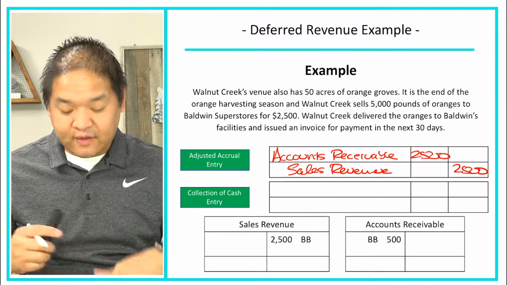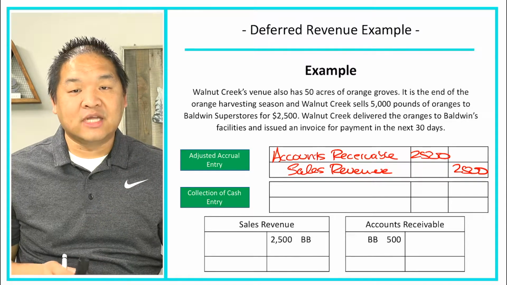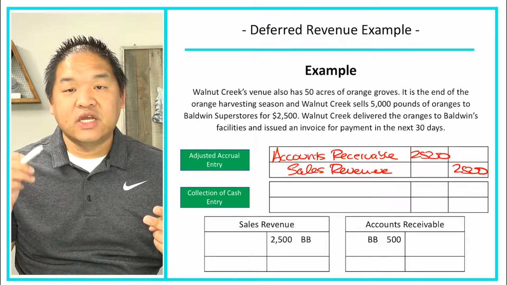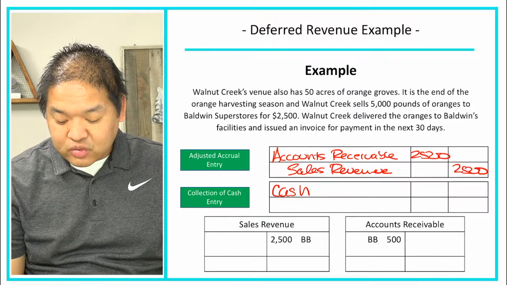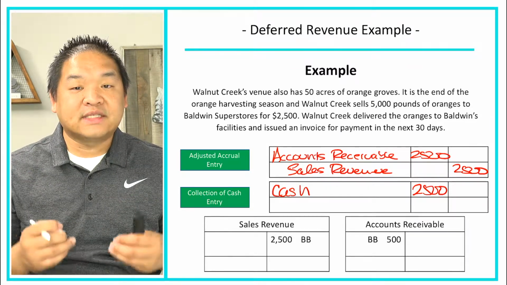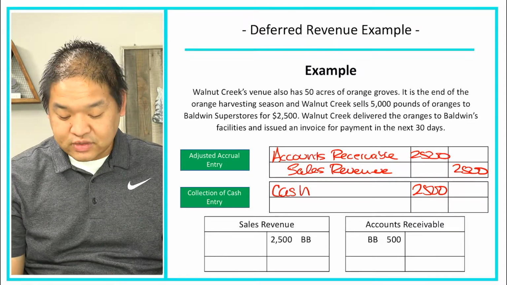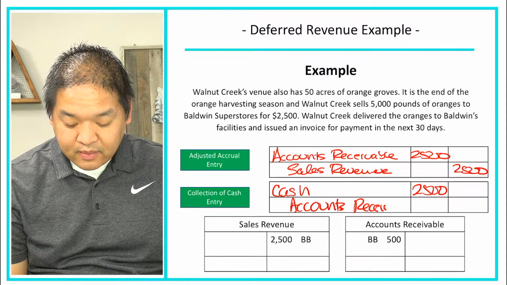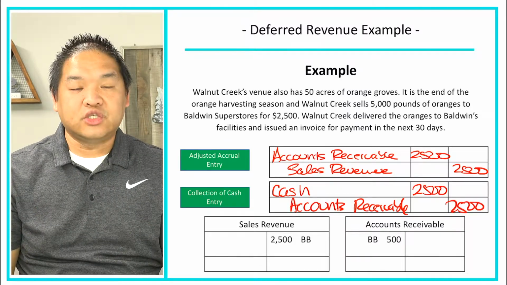Now, what would happen afterwards? Well, what would happen afterwards is we would collect the cash. So if we collect the cash, we're going to receive cash. Increases in cash, an asset, are a debit. So we'll debit cash for $2,500. And then we're going to credit the extinguishment of the amount owed by our customers, in this case, the accounts receivable, for $2,500. So that's what our journal entry would look like.